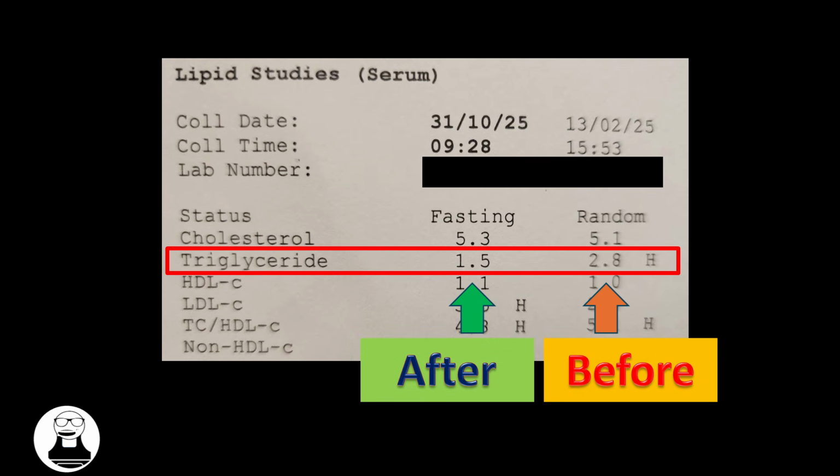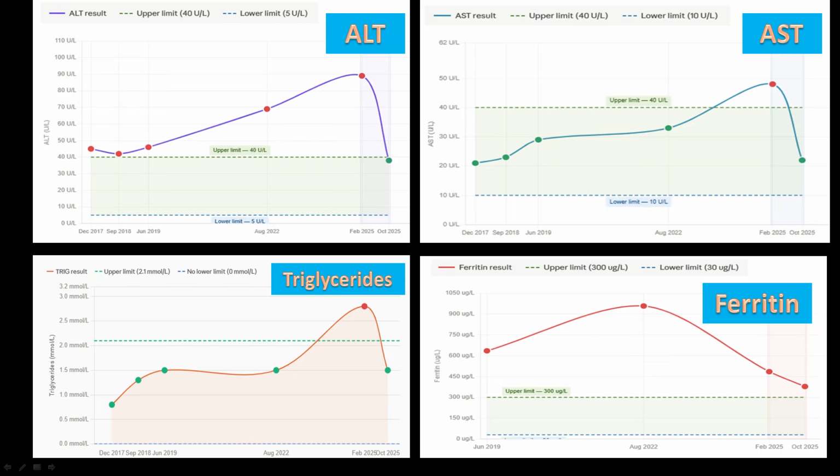My triglycerides had fallen from 2.8 millimoles per liter to 1.5 millimoles per liter, which was within my laboratory's reference limit of less than 2.1 millimoles per liter. When I looked back through my previous blood test results and plotted them over time, I could see that the dietary changes I made correlated with improvements in several of my results. However, this is only my personal experience.